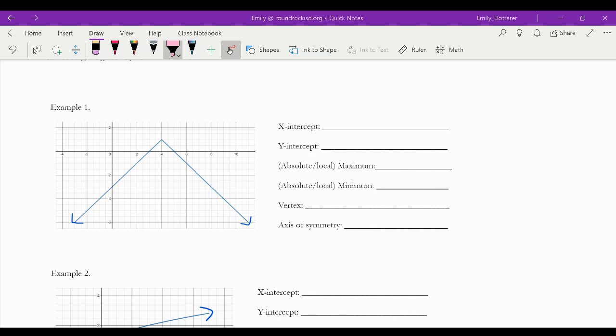Okay, so what we're going to look at today are different characteristics that a graph can have. So we looked at domain and range last class, and now we're going to look at the rest of them. One of the things that we can have are intercepts.